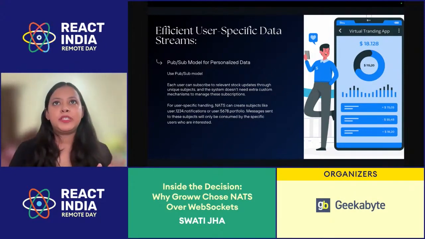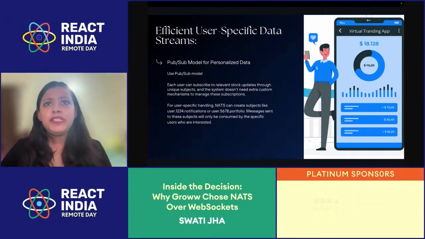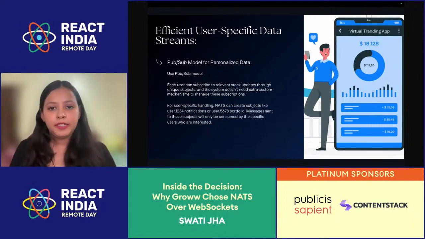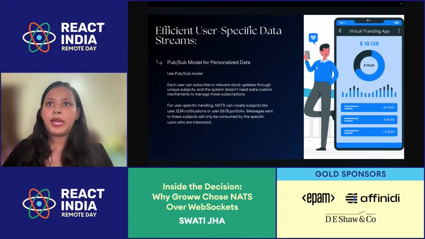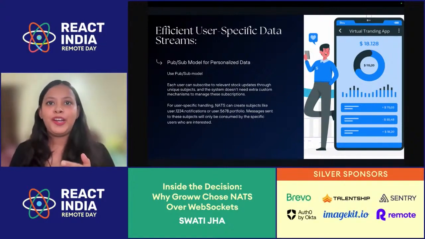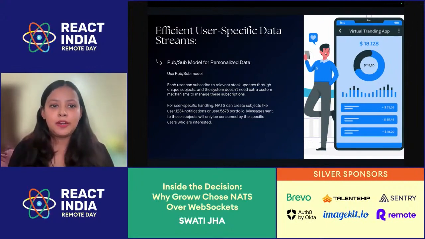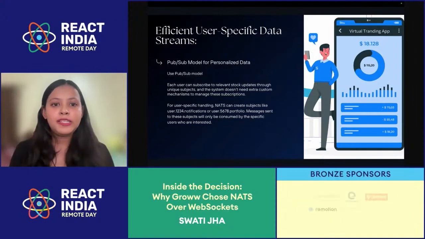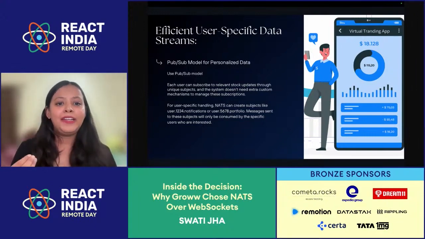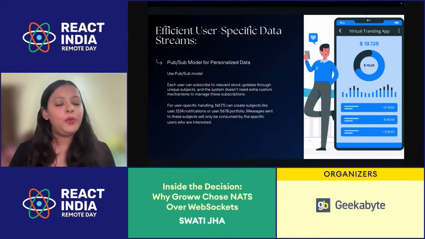Now, each user can subscribe to relevant stock updates through unique subjects, and the system does not need any extra mechanism to manage these subscriptions. So suppose I am user A, and I can subscribe to stocks.zomato and stocks.wipro, and user B can subscribe to the subject stocks.infosys and receive updates for Infosys stocks without being flooded with unrelated data, right? So all these things do not need any sort of extra handling because of the pub-sub model and unique subjects.